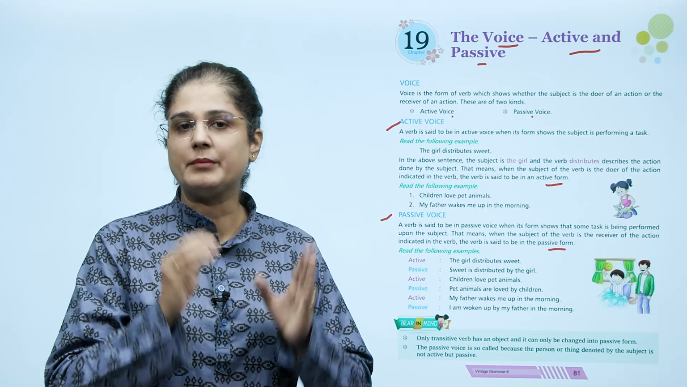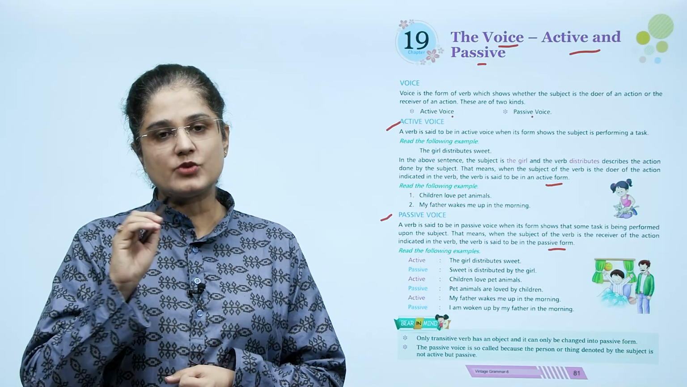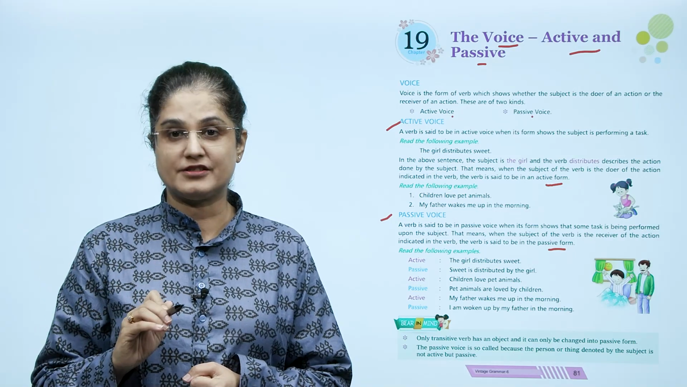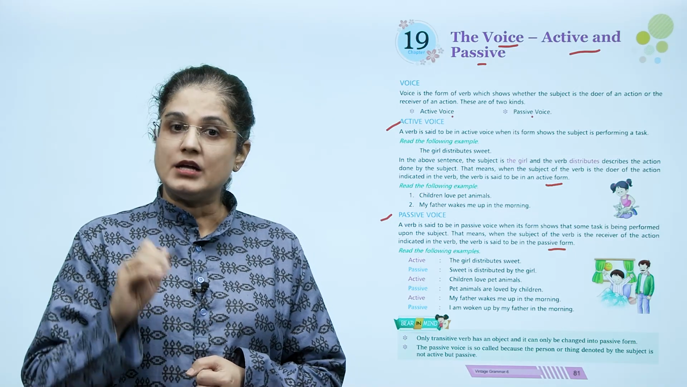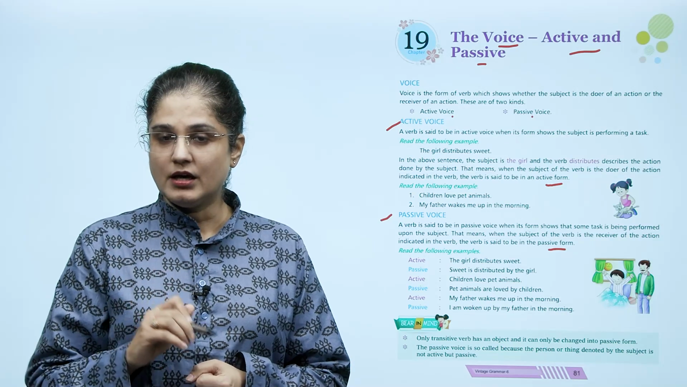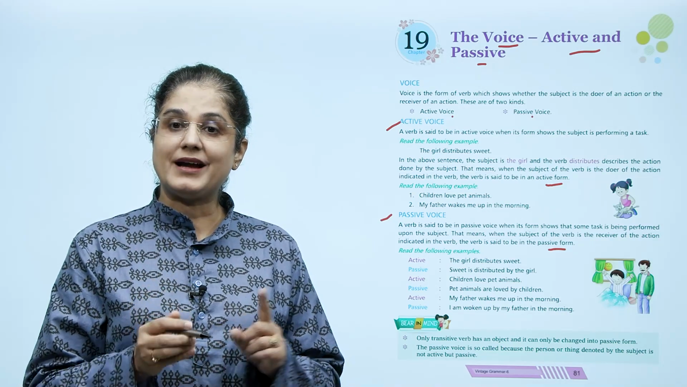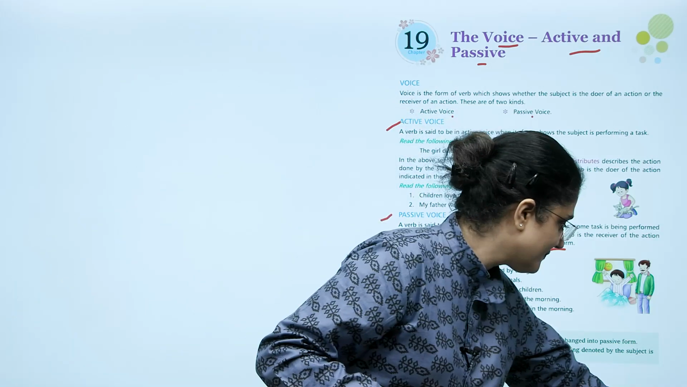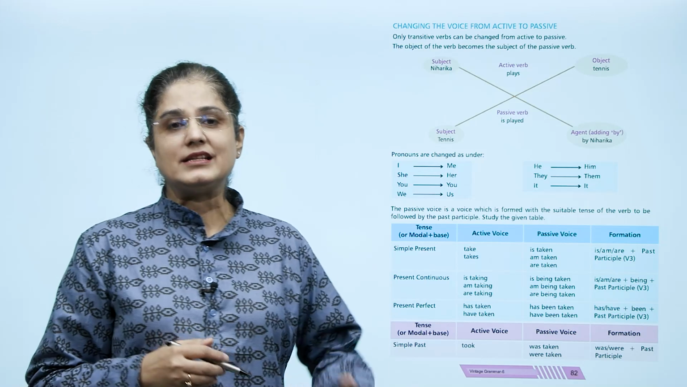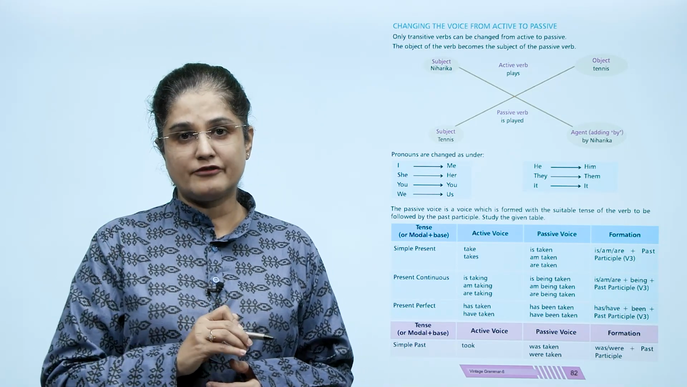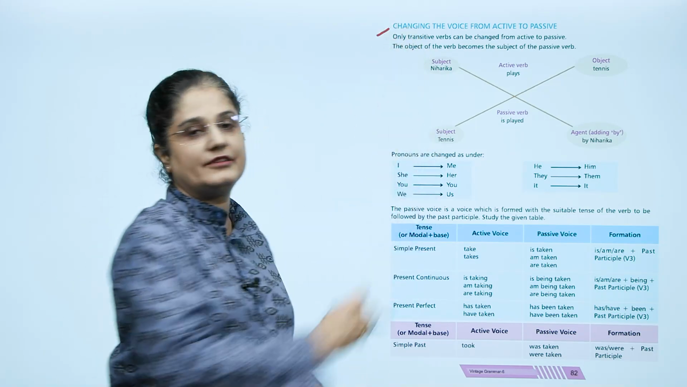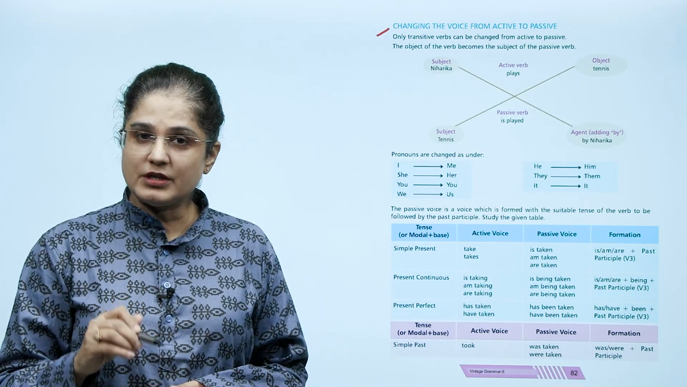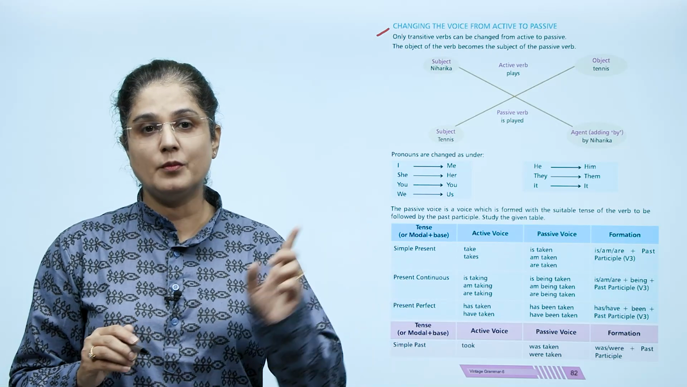So what we need to remember here is only a transitive verb has an object and it can only be changed into passive form. And also the passive voice is so called because the person or thing denoted by the subject is not active but passive. Now let us see how to change the voice from active to passive. As said earlier, only transitive verbs can be changed from active to passive.